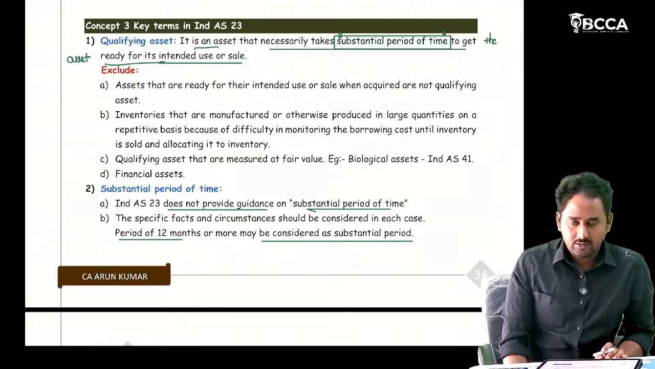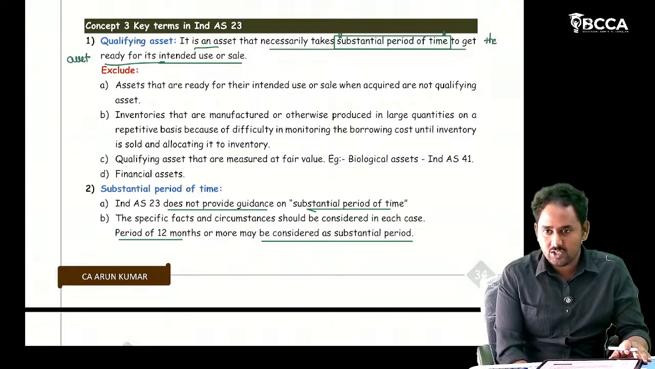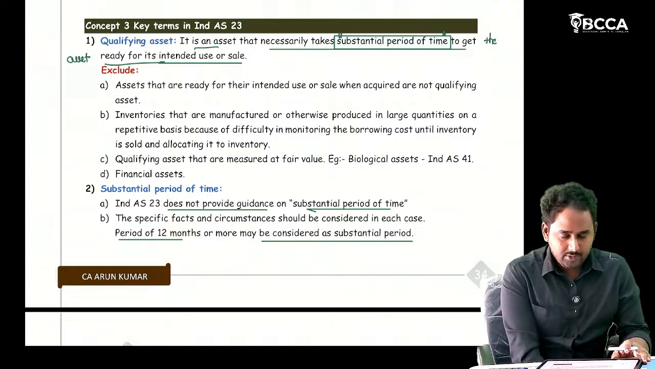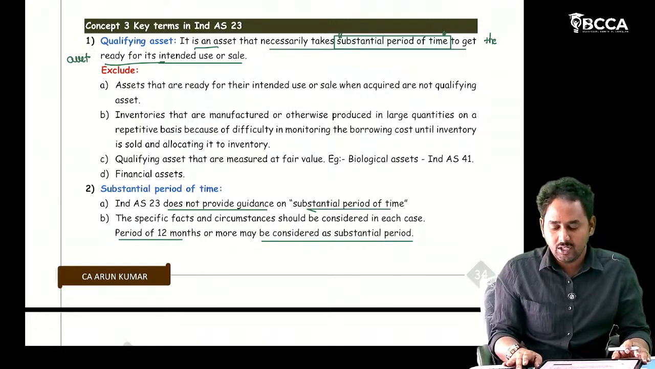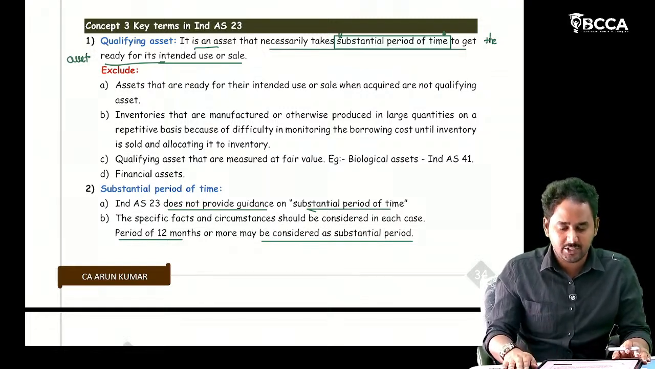If nothing is mentioned in the question, I can assume that 12 months is the substantial period. If they mention a specific period as the substantial period, then we should take that period as the substantial period.